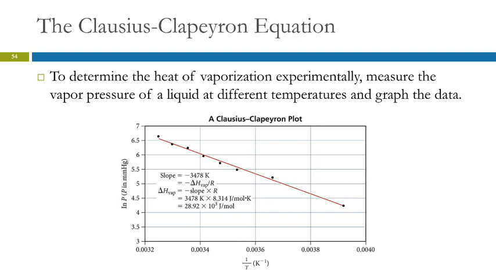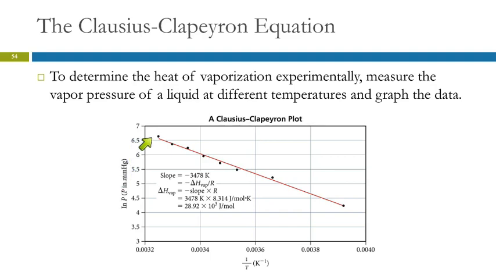Here's an example of a graph. Here we have natural log of P. Here we've got 1 over T. We need the temperature to be in kelvins. If we use Celsius, we could have 1 over 0, undefined. We could also end up with negative numbers, and that messes everything up. So we have to use Kelvin. So we can experimentally determine a heat of vaporization.